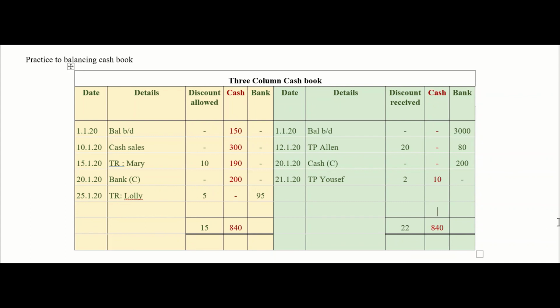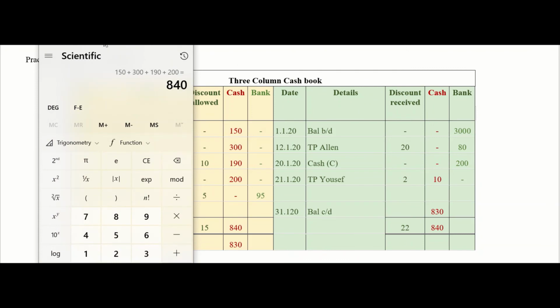840 take away 10 gives you 830. End of month date 31st of Jan 20. Balance carried down. Go all the way to the opposite side below the total. 1st of Feb 20. Balance brought down and write the value in the cash column 830. So we are done with balancing the cash column. Now let's add up the bank columns. As you can see here, your credit side of the bank column is greater.